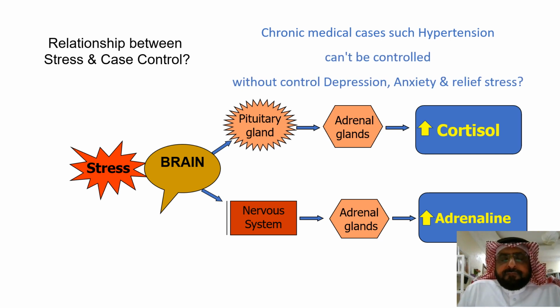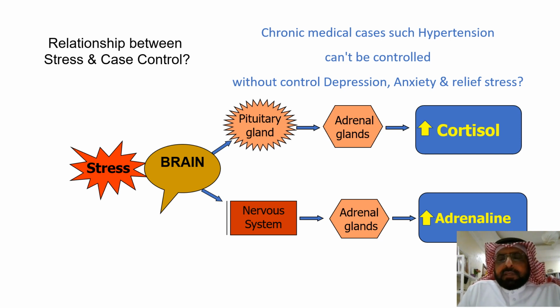How does stress affect our bodies? Stress is known to affect the brain and our bodies through two lines, chemical and nervous system. Through the pituitary gland and adrenal gland, it increases cortisol. At the same time, it affects the nervous system and adrenal and increases adrenaline. So a hypertensive or diabetic patient, you cannot control, because there is increase of cortisol and adrenaline.